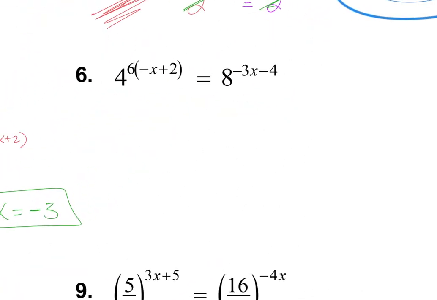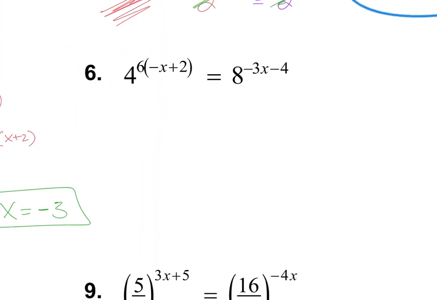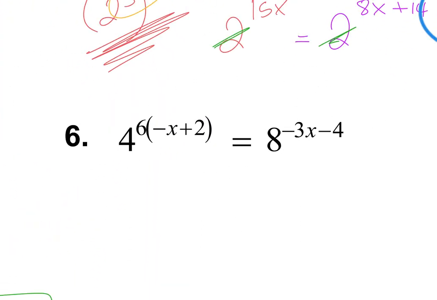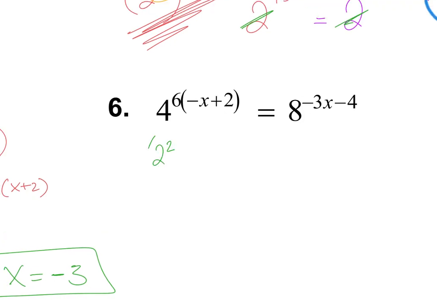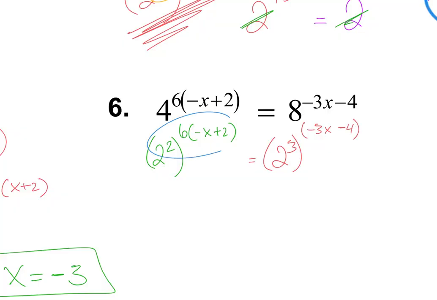Right here, just like the one above it, we're going to change both of our bases. So 4 is 2 squared raised to the 6 times negative x plus 2 power. And on the right, we get 2 to the third raised to the negative 3x minus 4 power. Got to be careful to multiply, so that's going to be 12 times negative x plus 2. This is going to be negative 9x minus 12. How did I get that? 3 times 3, 3 times 4, 9, 12.